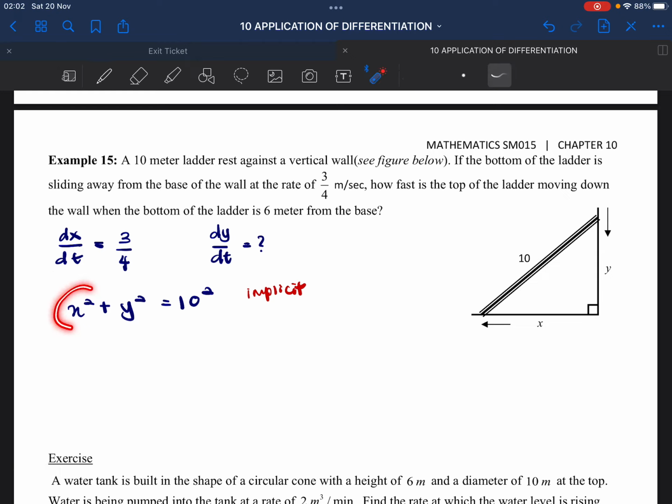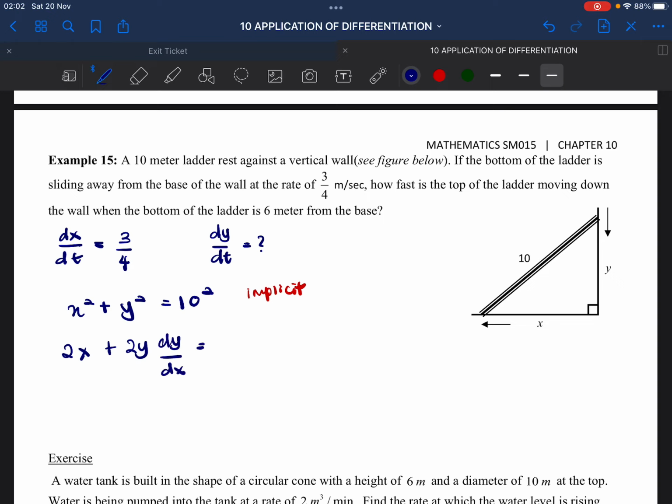Differentiate x squared with respect to x, you are going to get 2x. Differentiate y squared with respect to x, you are going to get 2y, and what do we have to put at the back? dy over dx. Differentiating 10 squared will get you 0. So simplify, your dy over dx is equal to negative x over y. That is our first derivative.